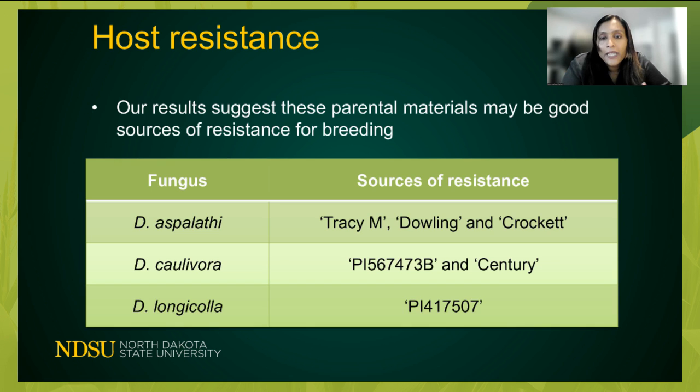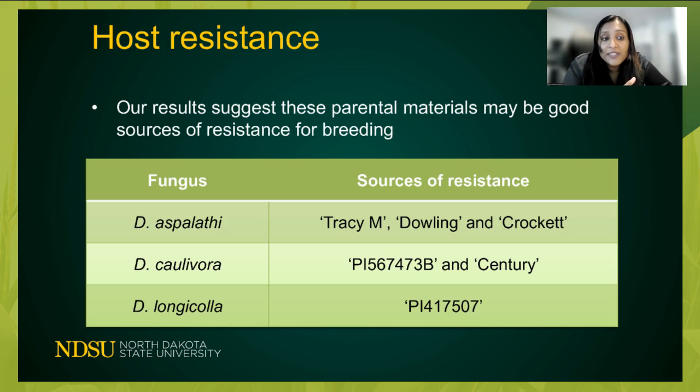After performing statistical analysis, in my program, again in collaboration with 17 researchers in different states, we identified sources of resistance. For Diaporthe aspalathi, our recommendations for parental material are Tracy M, Dowling, and Crockett. For Caulivora, PI 5674773B and Century. And for Longicola, it's PI 417507.